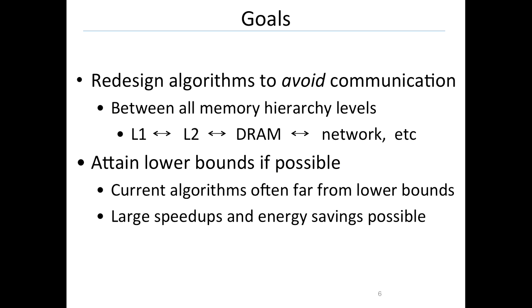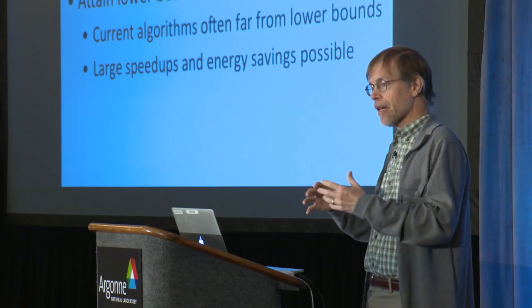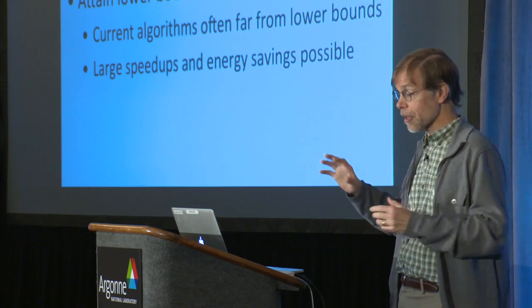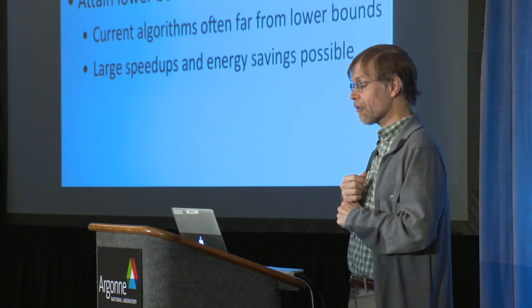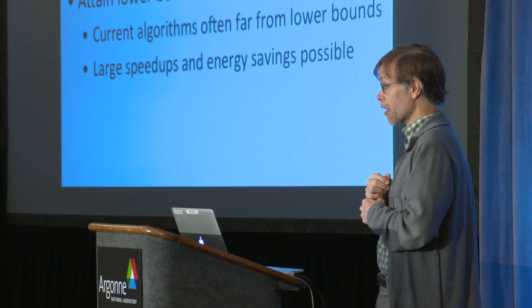So I'm going to start by summarizing what those bounds are. And the first thing you do is you take those bounds and compare them to standard algorithms and libraries like LAPACK and ScaLAPACK and other ones you've heard about here. And it turns out that current algorithms are often very far from these lower bounds. And so there are very large savings possible.